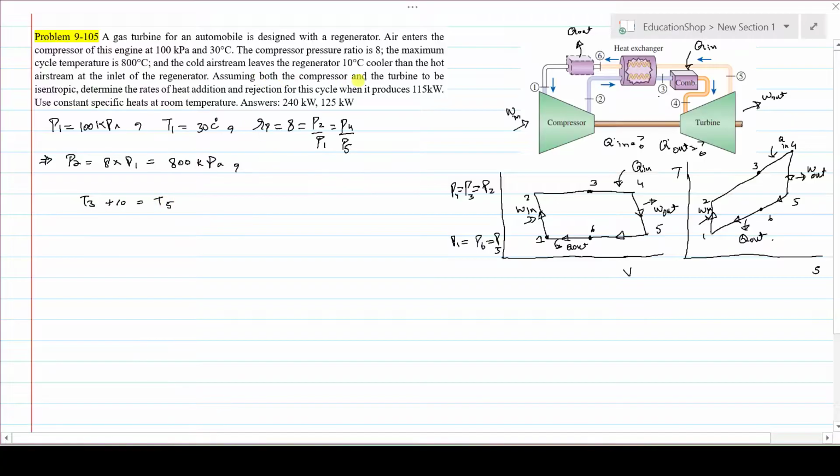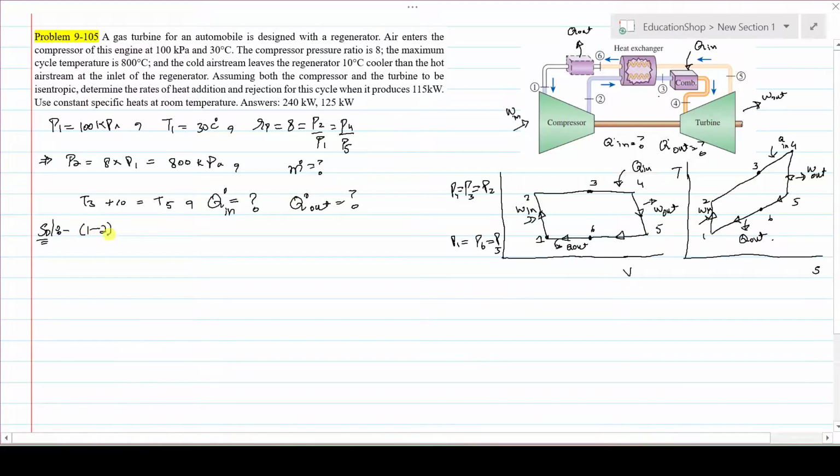Assume both the compressor and the turbine to be isentropic. Determine the rate of heat addition, but we need to find the rate of heat addition, that is Q dot in and Q dot out. Before finding the Q dot in and Q dot out, we need to find the mass flow rate of the gases that is flowing in this cycle. Okay, now come toward the solution.